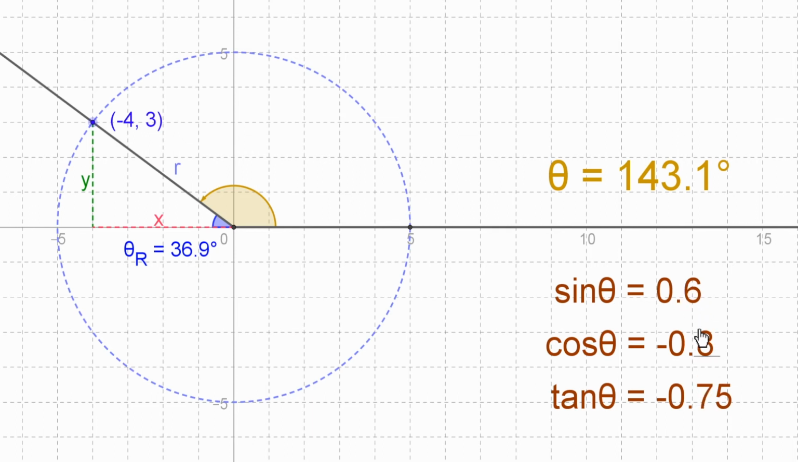This is still 0.6, 0.8, 0.75, just that these two are negative. And that's because this is like a reflection of that triangle over to this side. This little triangle kind of reflected from one side to the other.